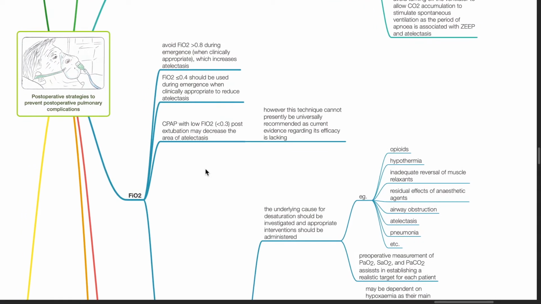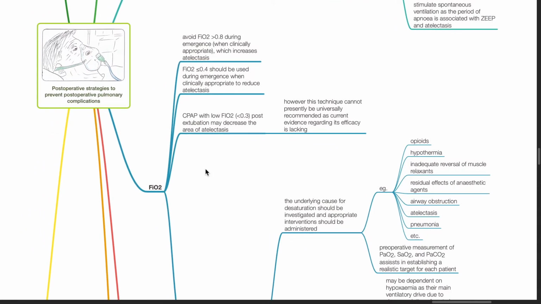FiO2. Avoid FiO2 of more than 0.8 during emergence when clinically appropriate, which increases atelectasis. FiO2 of 0.4 and below should be used during emergence when clinically appropriate to reduce absorption atelectasis. CPAP with low FiO2 of less than 0.3 post-extubation may decrease the area of atelectasis. However, this technique cannot presently be universally recommended, as current evidence regarding its efficacy is lacking.